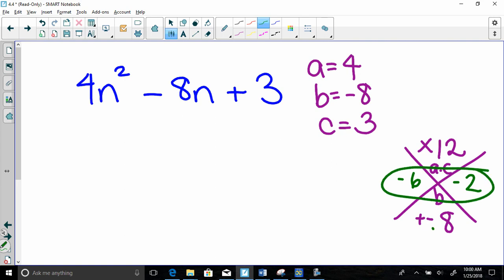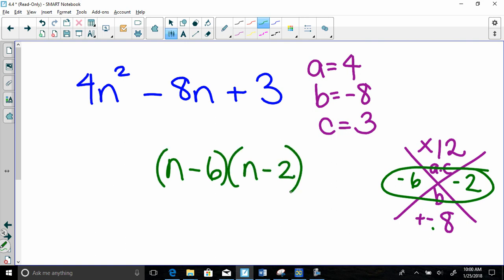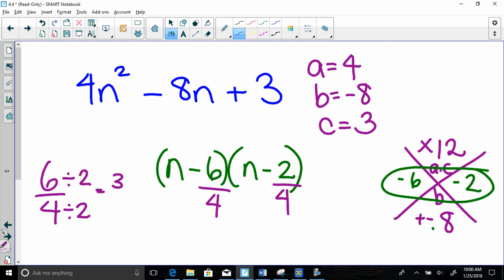So then I would go like this. n minus 6 if you're doing the shortcut way, and n minus 2. What number am I putting under both of them? 4. Now, this is where people ran into problems. See how 6 over 4, can that fraction be reduced? What can we divide evenly to both those numbers? Good. So we would divide by 2 to get 3 over 2, right?